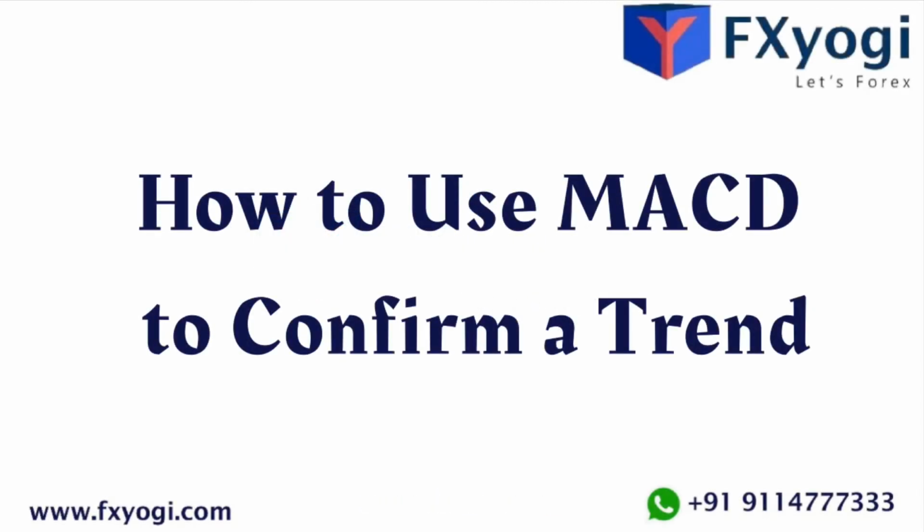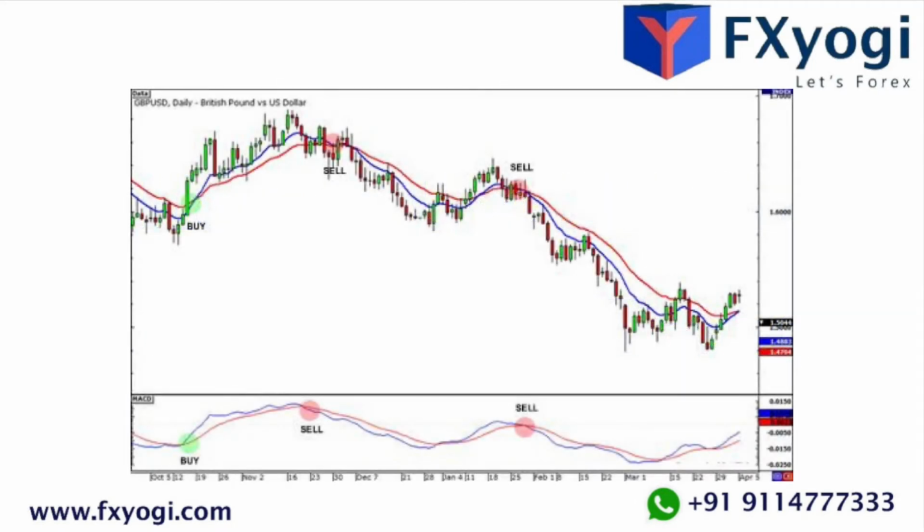In today's video, let's have a quick look at how to use MACD to confirm a trend. The indicators that can do so have already been identified as MACD and moving averages. These indicators will spot trends once they have been established, at the expense of delayed entry. The bright side is that there is less chance of being wrong.